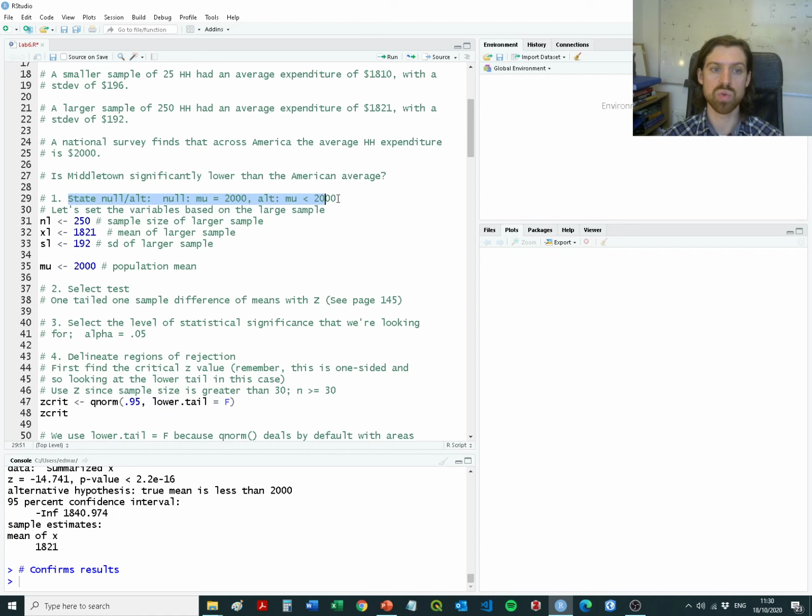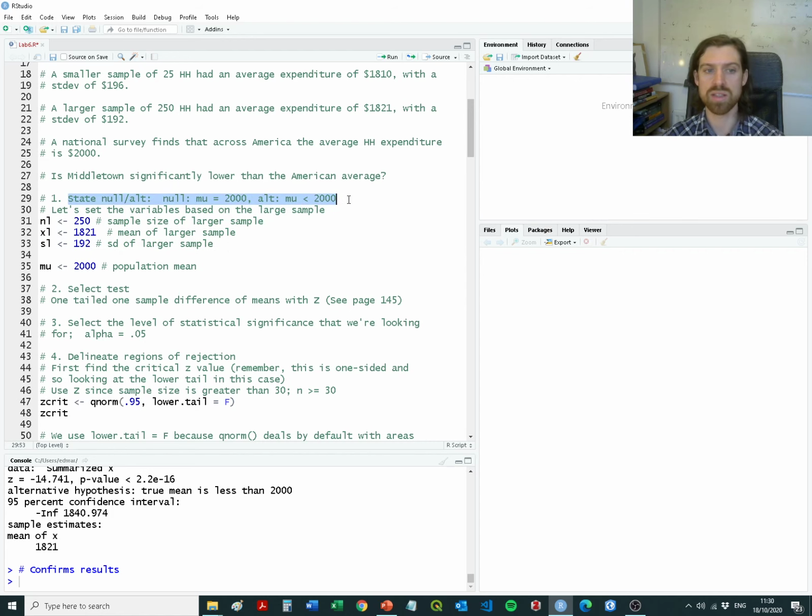We need to state the null and alternative hypotheses. We're going to focus on the larger sample first. It's got over 30 samples, so we're able to use the normal distribution, the Gaussian distribution, and that means that we need to pick the right functions within R in order to generate the numbers that we want.